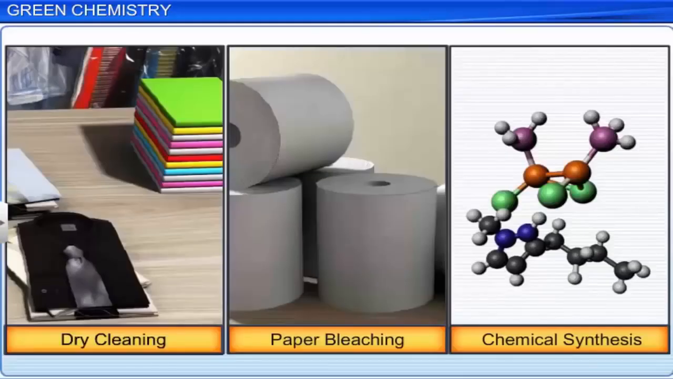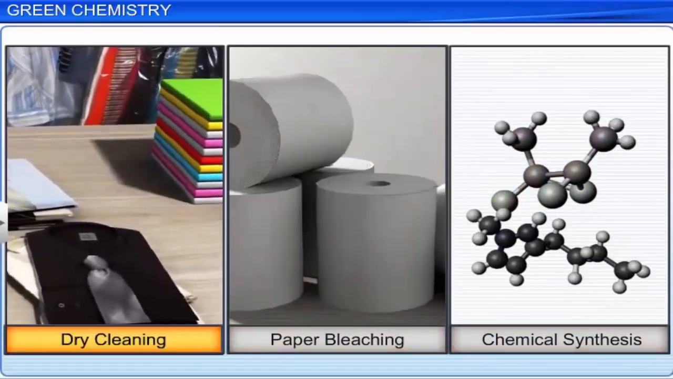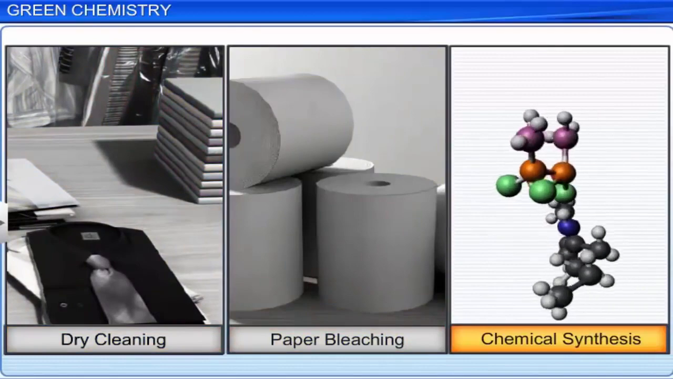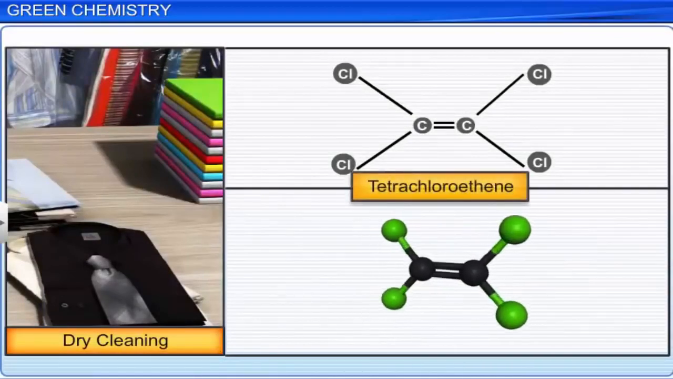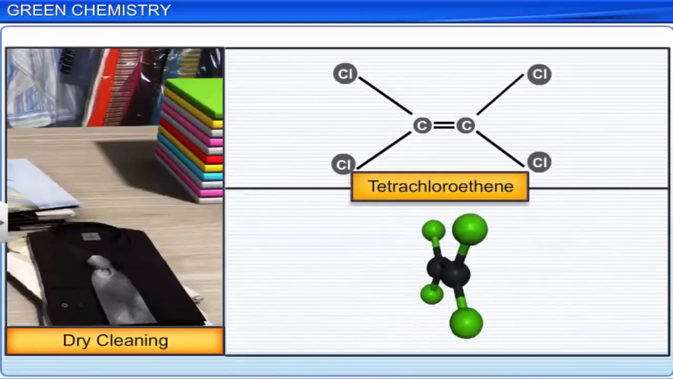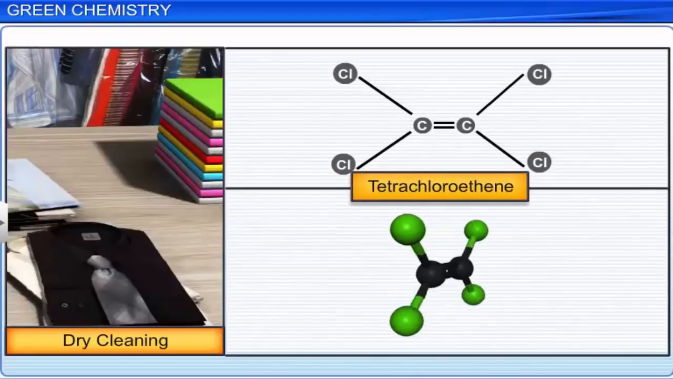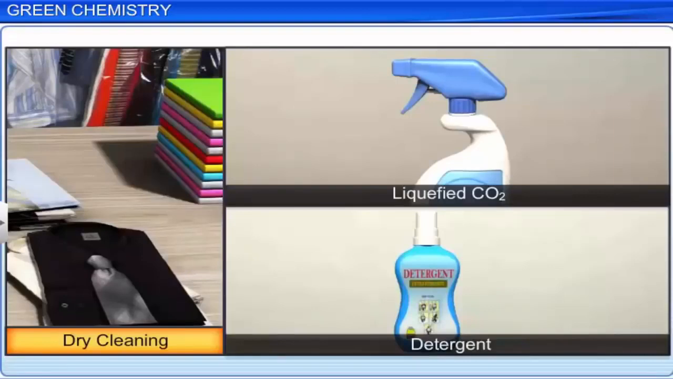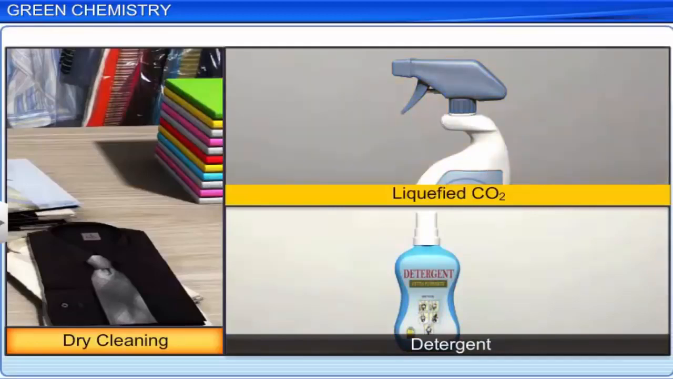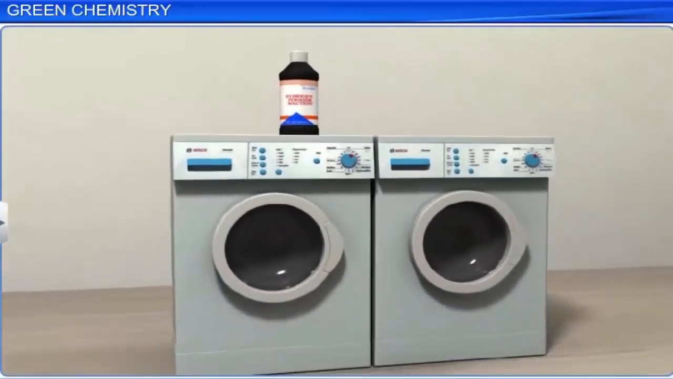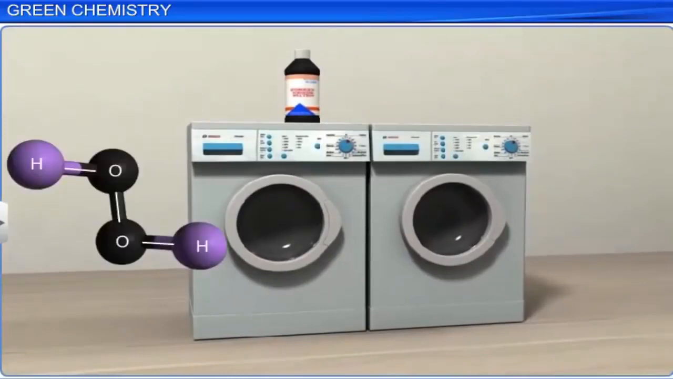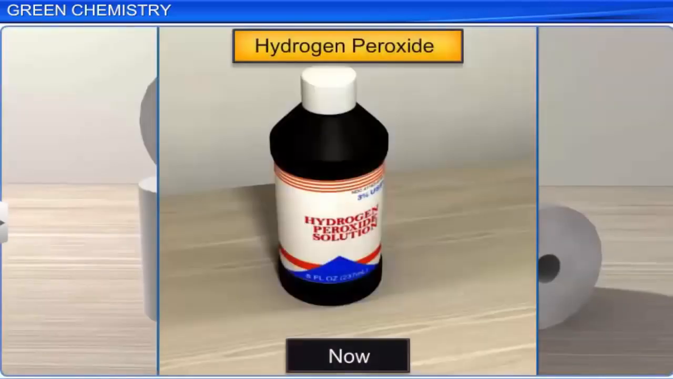The use of green chemistry in our day-to-day life can be seen in dry cleaning of clothes, bleaching of paper, and chemical synthesis. For dry cleaning of clothes, earlier tetrachloroethene was used, a suspected carcinogen which also contaminates groundwater. This process has now been replaced by a process of using liquefied carbon dioxide with a detergent that results in less harm to groundwater. Nowadays, hydrogen peroxide is used for bleaching in the process of laundry, as it gives a better result with the use of less water. Hydrogen peroxide is also used for bleaching paper, which was earlier done by using chlorine gas.